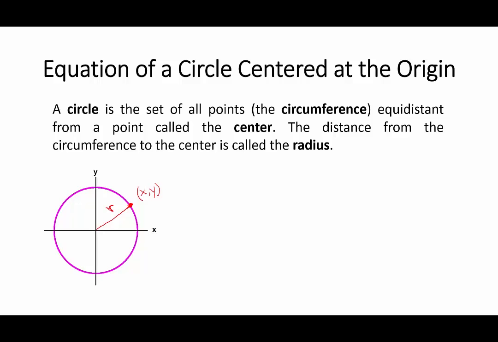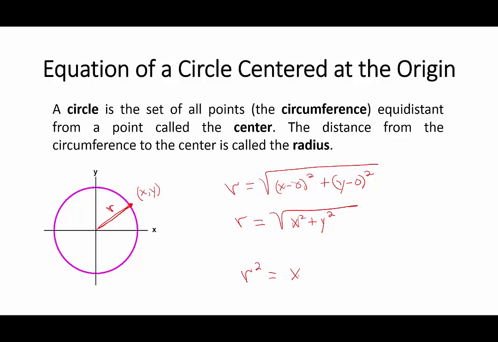We can simply apply the distance formula. This is r, so r is the square root of the distance between this point and the origin, x minus 0 squared plus y minus 0 squared. So this is just the square root of x squared plus y squared. And of course, since the distance is positive, we can also look at it this way. And that is the equation for a circle centered at the origin.